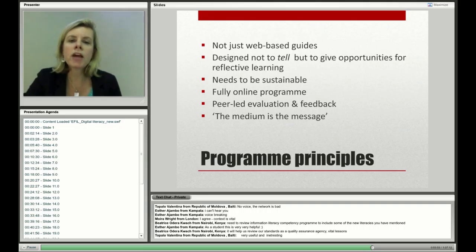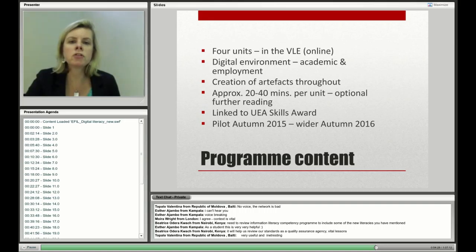Interesting approach. What they're looking to do is to develop this as an online programme for all their students. So this is the way that they're dealing with the ability to reach large numbers. But they're wanting to make sure that through this programme, it's not just a set of guides, it's actually an opportunity for reflective learning. They also have elements of peer support in here, so they have evaluation and feedback from peers on different activities as well.